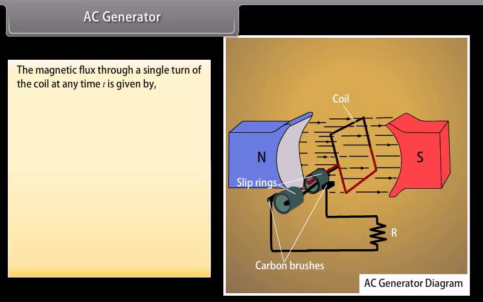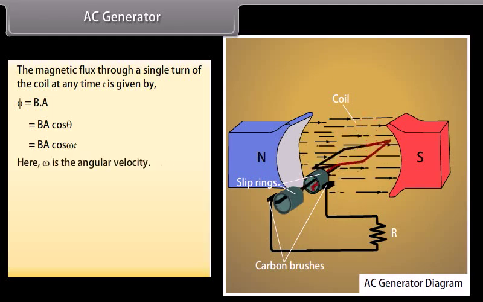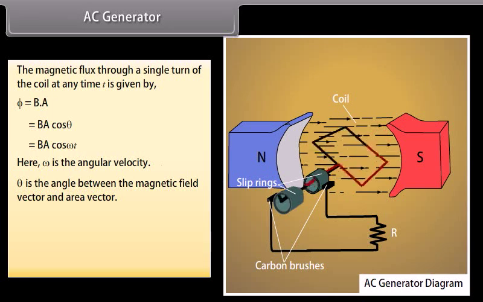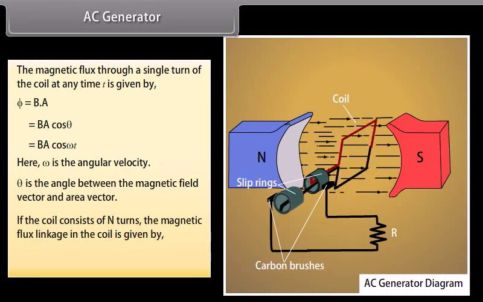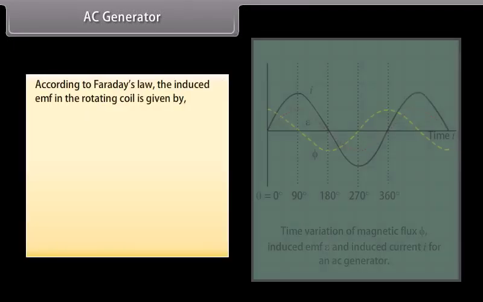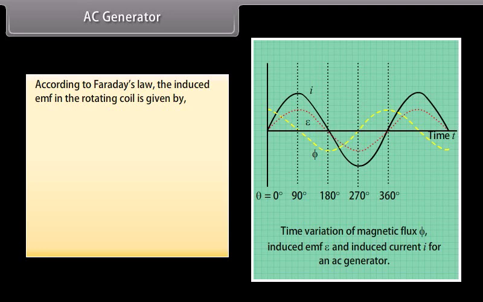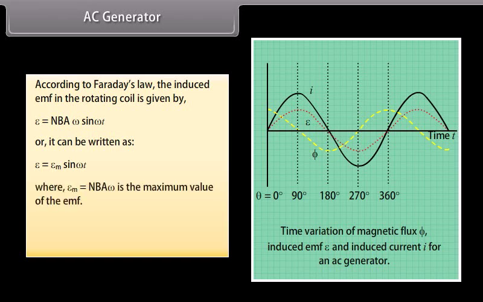The magnetic flux through a single turn of the coil at any time t is given by the dot product of B and A, which is equal to BA cos theta. It can also be written as BA cos omega t. Here omega is the angular velocity and theta is the angle between the magnetic field vector and area vector. If the coil consists of N turns, the magnetic flux linkage in the coil is given by NBA cos omega t. According to Faraday's law, the induced EMF in the rotating coil is given by NBA omega sin omega t, or it can be written as E is equal to E M sin omega t, where E M is equal to NBA omega, the maximum value of the EMF. The induced EMF varies sinusoidally with time.